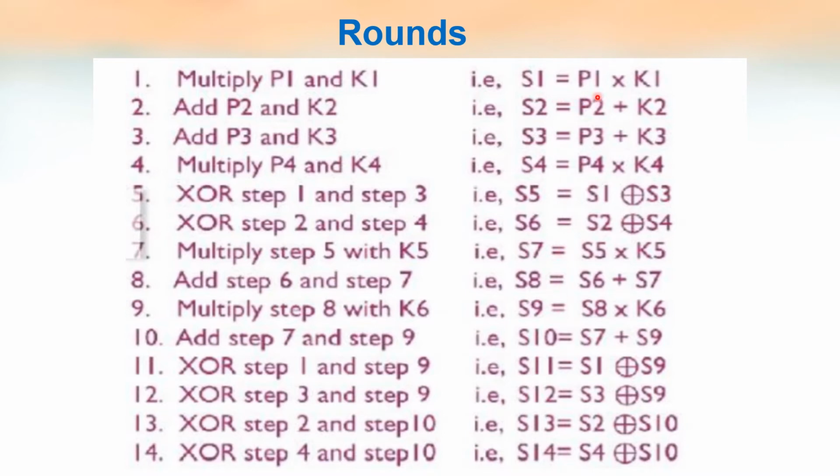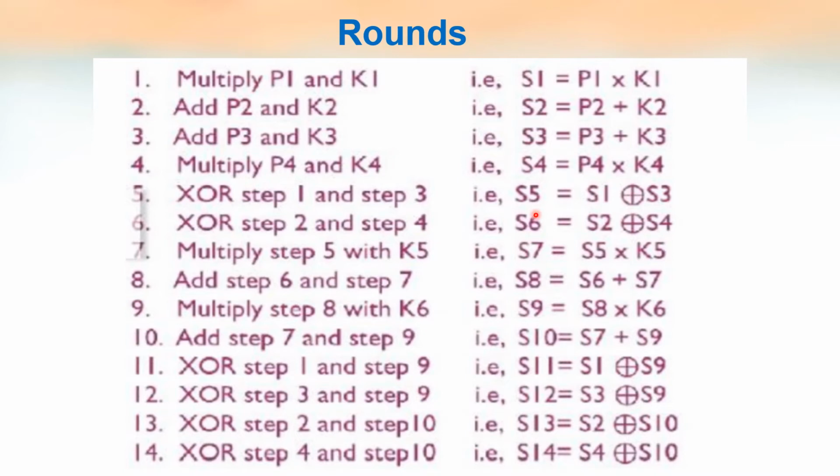So S1 is equal to P1 into K1, that is P1 multiplied by K1. This side you can remember. S2 equal to P2 plus K2. S3, step 3, equal to P3 plus K3. S4 equal to P4 multiplied by K4. So these are the plain text blocks P1 to P4 and the keys. Each round has K1 to K6 keys as input. So this K1 to K4 is used here.